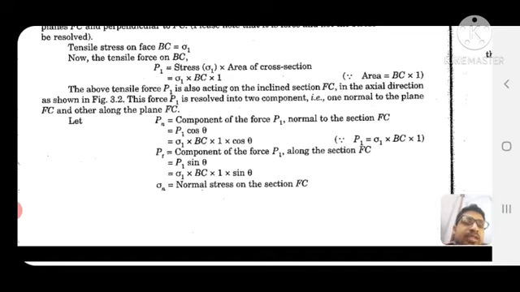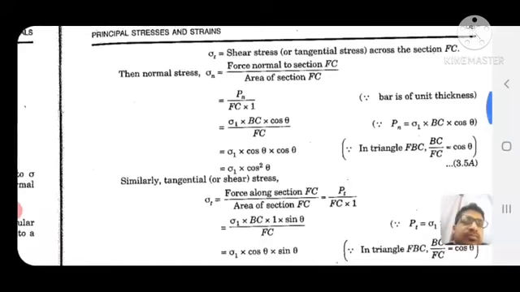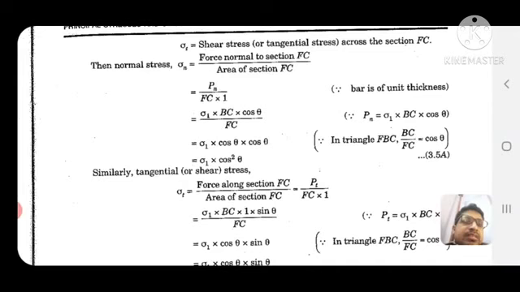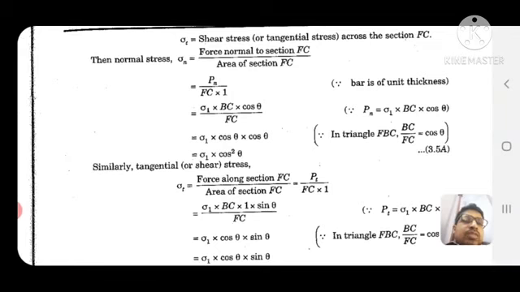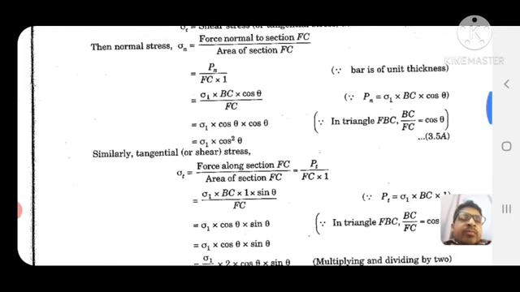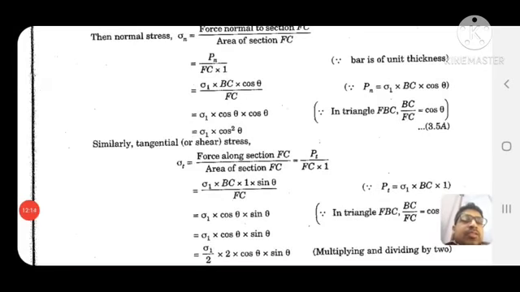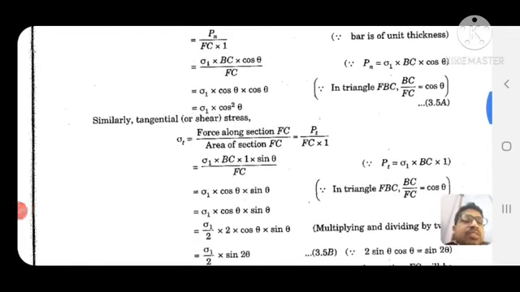Normal stress and shear stress or tangential stress across the section FC. Then the normal stress sigma n is equal to force normal to section FC divided by area of section FC. So that is equal to Pn divided by FC into 1, that is sigma 1 into BC into cos theta divided by FC. So sigma 1 into cos theta, so sigma 1 cos square theta.